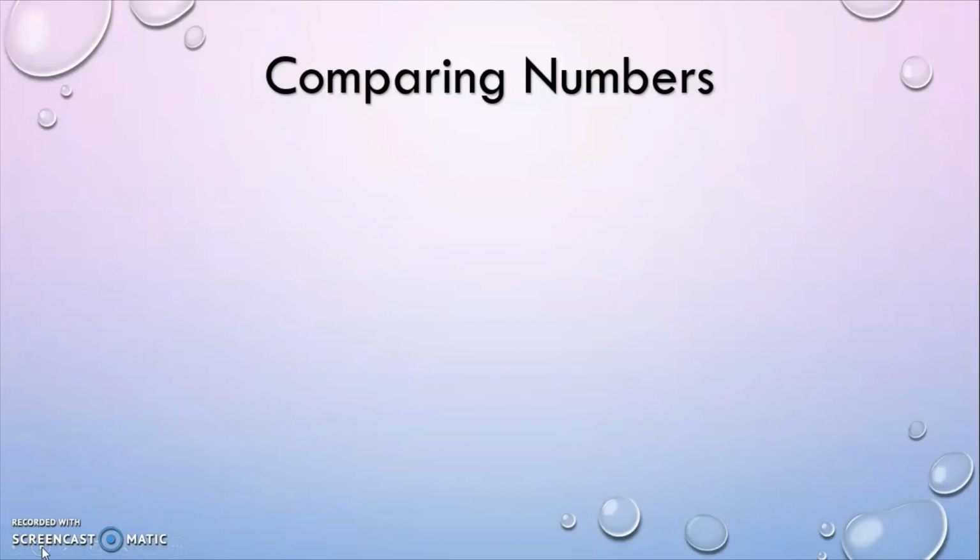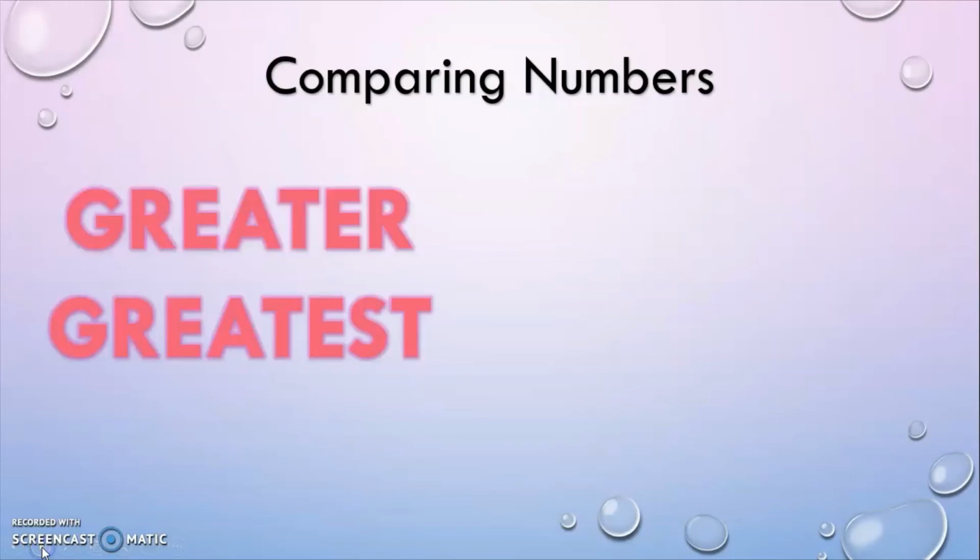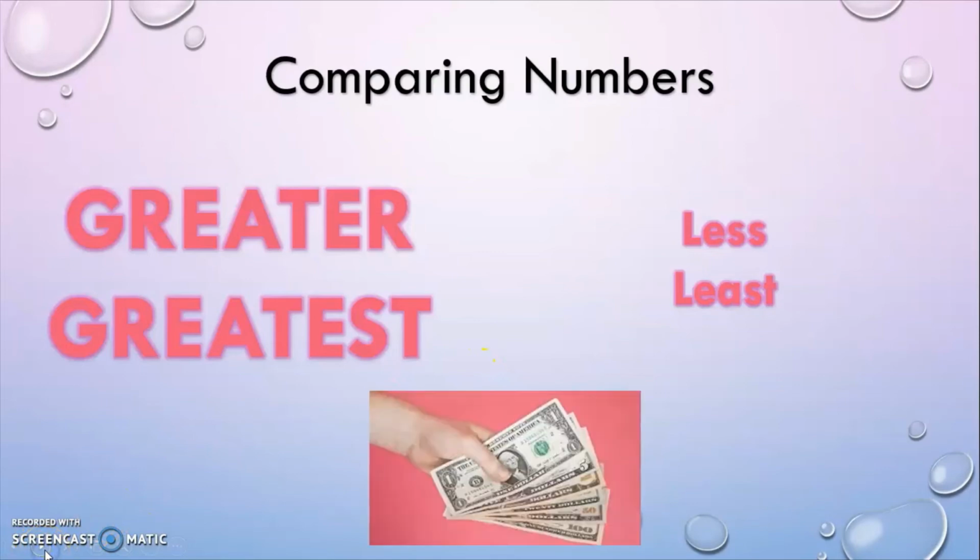When we're comparing numbers, there are some new words that we like to use. So that's greater or greatest, which means bigger or biggest. And on the other side, we have what's less or least, what's small or the smallest. Okay? Notice the size of those words too. And this is really helpful when you have money to spend.